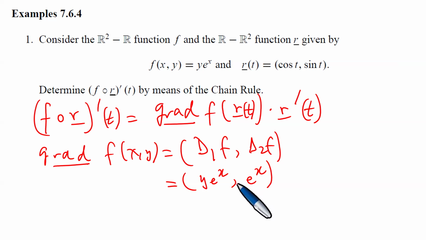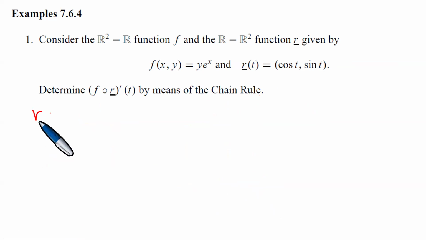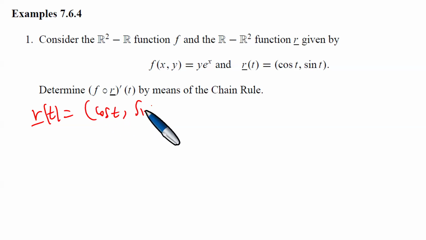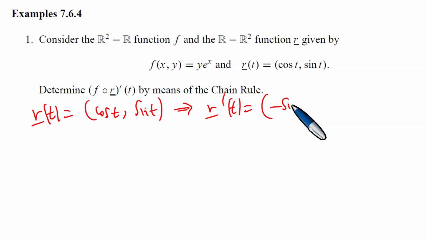Now, what do we know precisely? We have been told in this question that r of t is equal to the cosine there. And what does this mean? It means this gives us x and y. So we have r of t, which equals cosine t, sine t, and r primed of t, where the derivative of the cosine is minus sine t and the derivative of the sine is cosine t, like this.